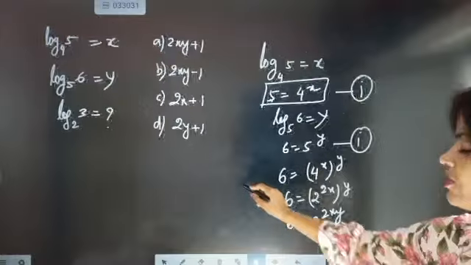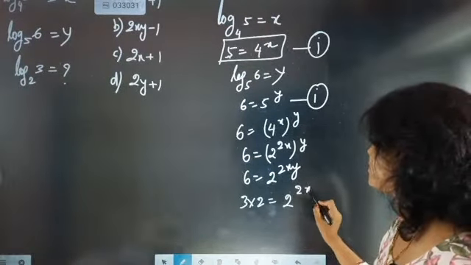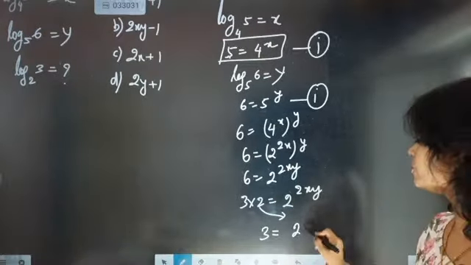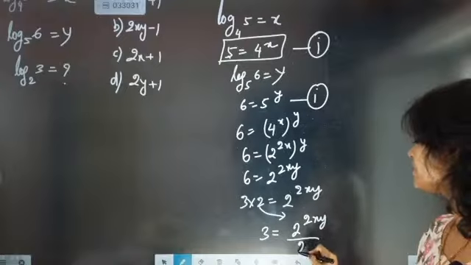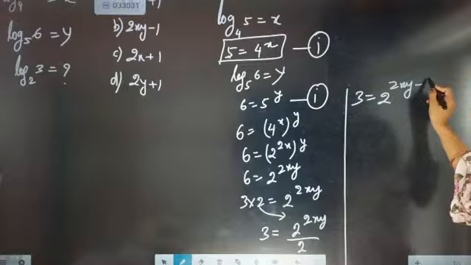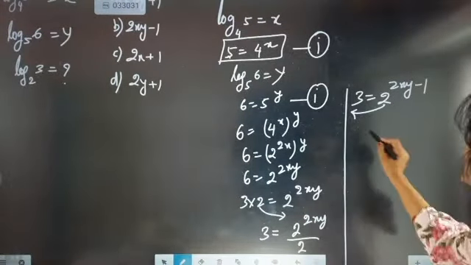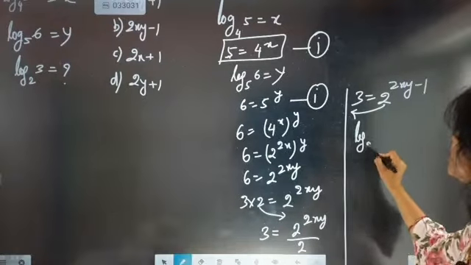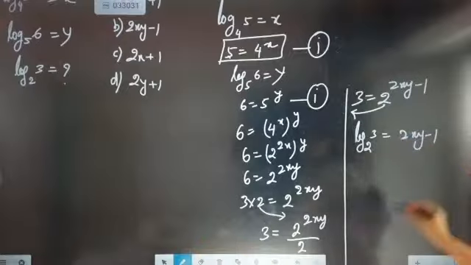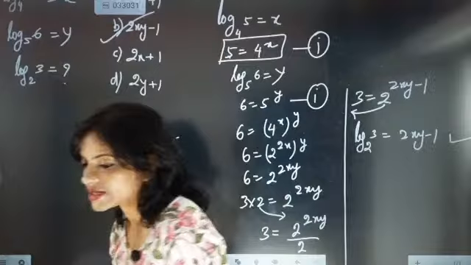Now you know the factors of 6: 3 into 2 is equal to 2 to the power 2xy. Now I am going to shift this 2 down. So 3 will be equal to 2 to the power 2xy divided by 2. Now when this 2 goes up, it becomes 3 is equal to 2 to the power 2xy minus 1. And when this shifts down, log is applied, so log base 2 of 3 equals 2xy minus 1. Gautam, that's a very super answer. Answer B will be the correct answer.